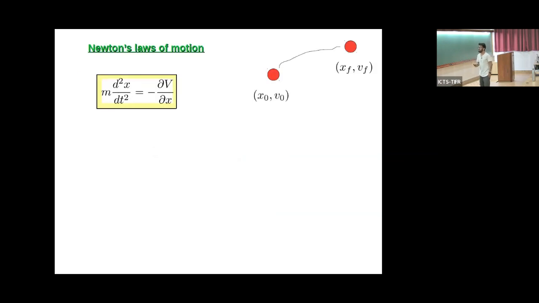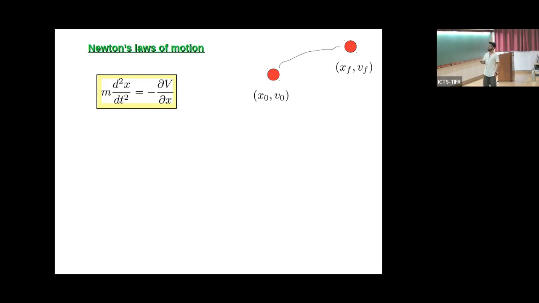Okay, so I'll begin with something that I believe all of us are familiar with, Newton's laws of motion. So it says that if I know what the initial state of the particle is, and if I know what the forces acting on this particle are, then I can predict what the future state is going to be. And it's given in terms of this equation here.